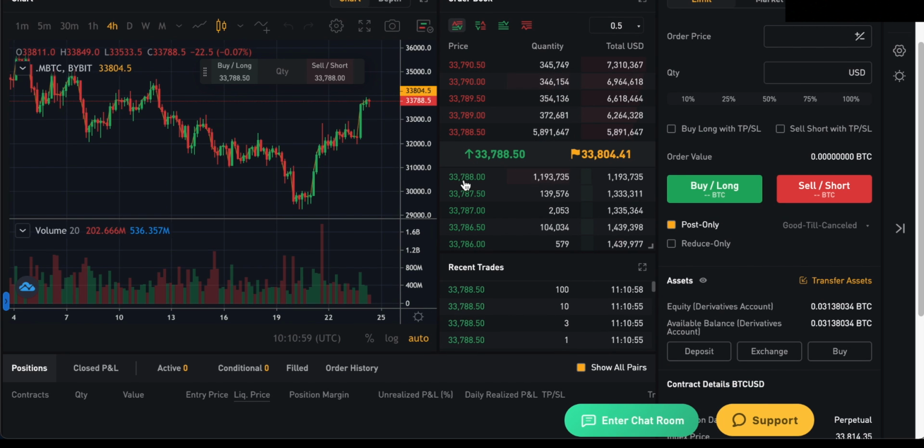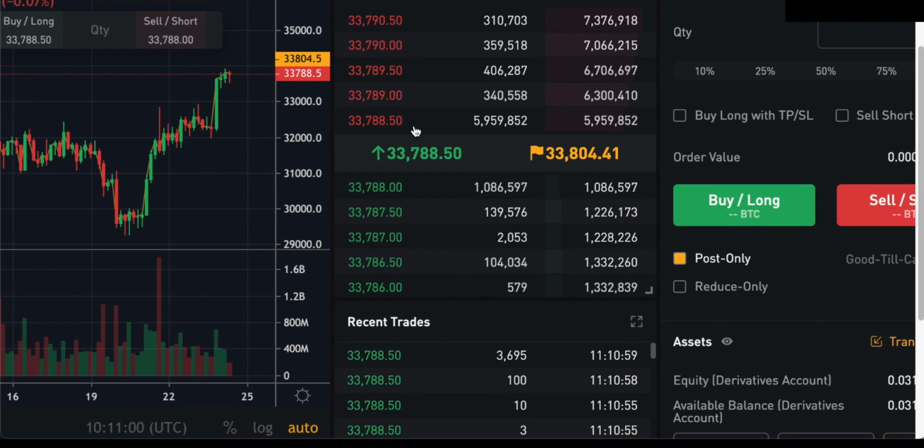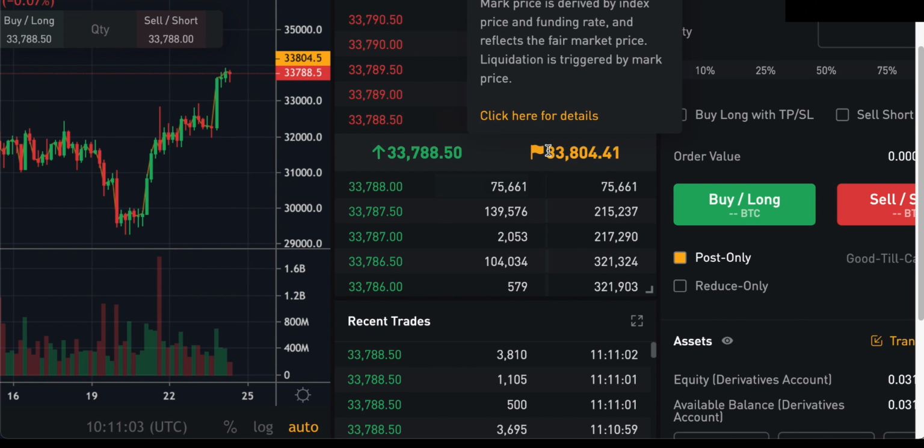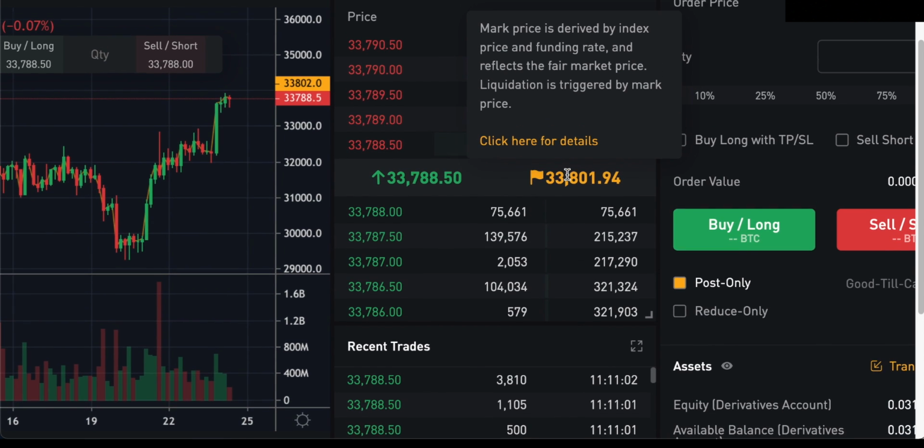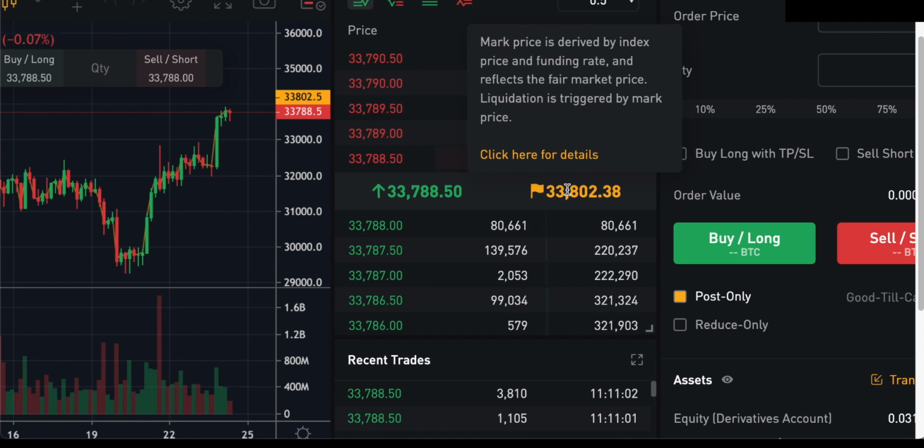Just like the spot market, we can see the order book right here, so sellers up here and bidders right down here. Two prices you can see here. There is a current market price, and then there is what's known as a mark price. A mark price is something specific for futures, and it tells us that the mark price is derived by the index price and funding rate, and it reflects the fair market price.